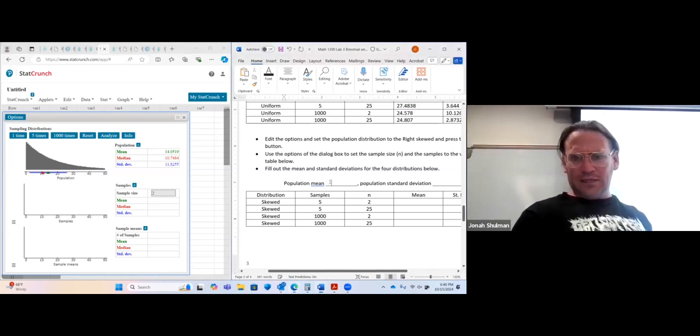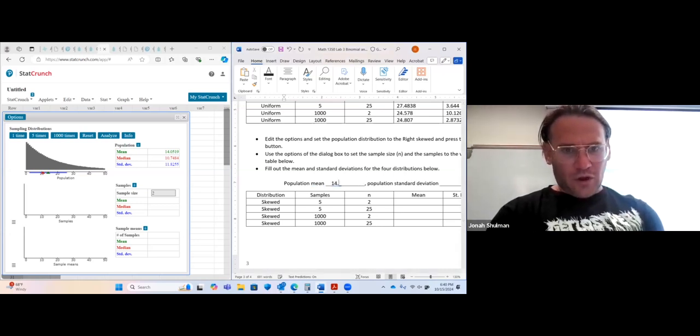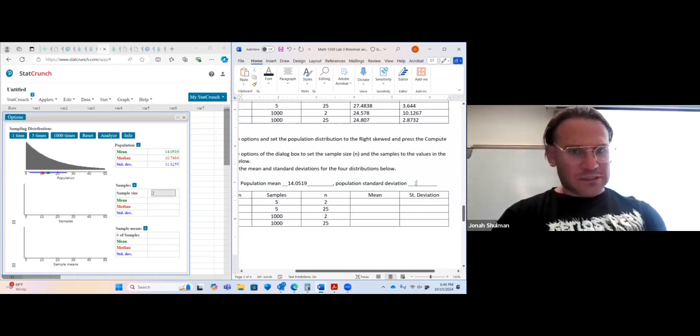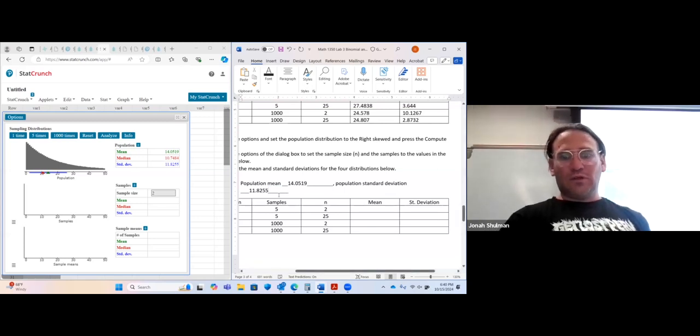So my population mean is 14.0519. And my population standard deviation for this one is 11.8255. What do I want you to do?